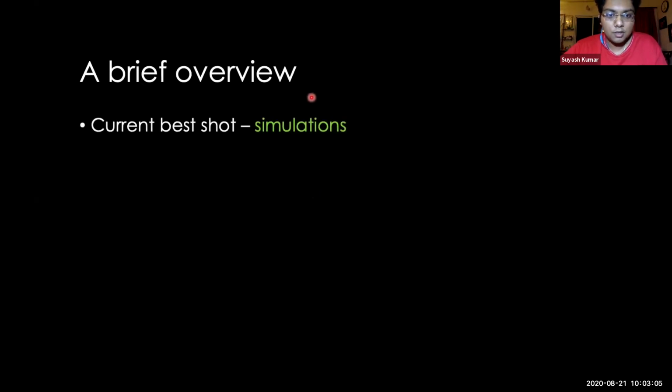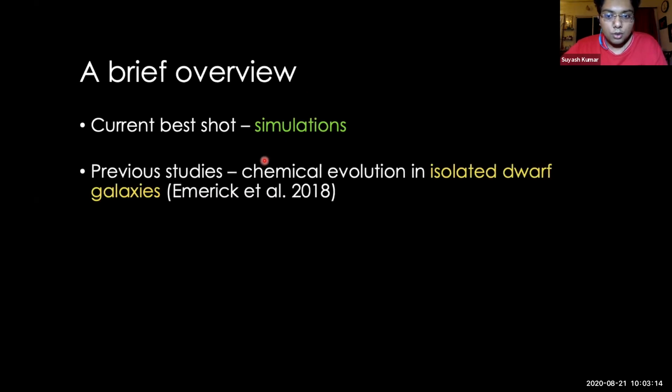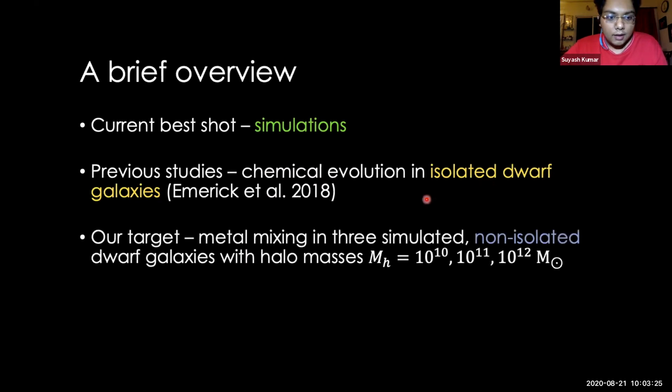A brief overview of everything that we need before we go into the study is that our current best shot is simulations because of a relative obscurity of observational data regarding metal mixing investigations. Previous studies have focused on chemical evolution in isolated dwarf galaxies because they are the simplest kind of galaxies to probe into and expect some clean physics to come out. Our target is to focus on metal mixing, which is a broader topic, for 3 simulated but non-isolated dwarf galaxies, which is different from isolated because isolated ones have already been dealt with. Our sample galaxies will have dark matter halo masses of 10 to the 10, 11, and 12 solar masses.